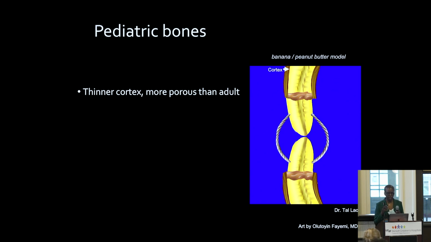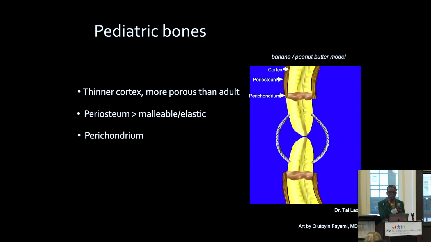Okay, so let's imagine the cortex. The cortex is the surface of the banana, so it's more porous than that of an adult. And then you've heard us talk throughout this afternoon about the periosteum. So the periosteum is the banana peel, and it's giving support to that cortex, right? It's going to make it malleable and more elastic. That's why you're going to see things like the buckle fracture. And then the perichondrium is the periosteum, which then goes over the physis. So it's a collar around the physis, and it's going to provide support for that growth plate. And so the peanut butter is the growth plate, okay?